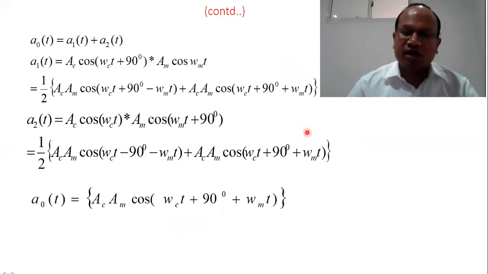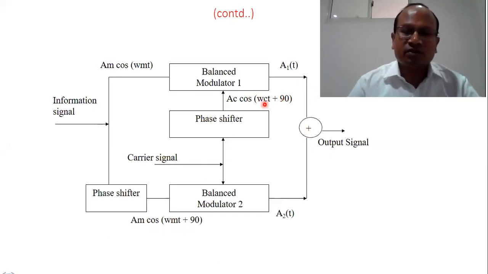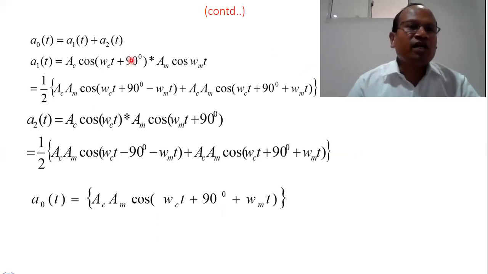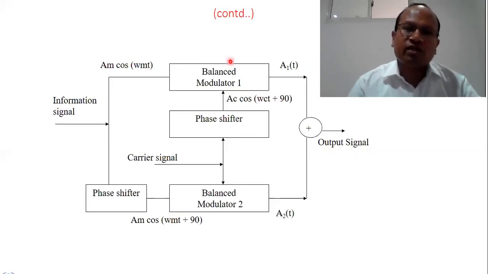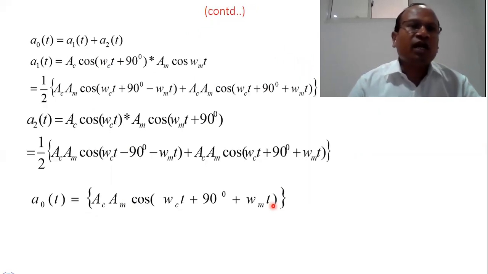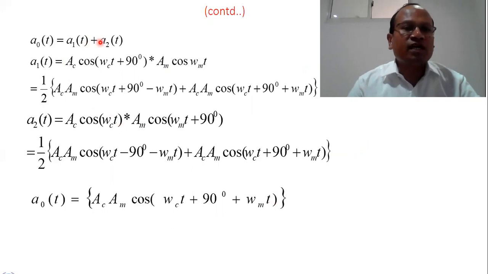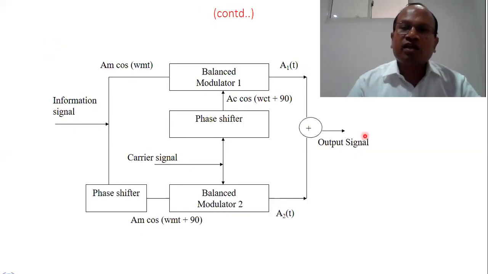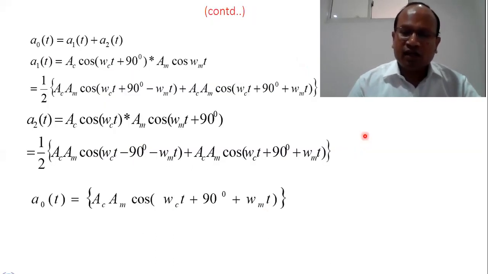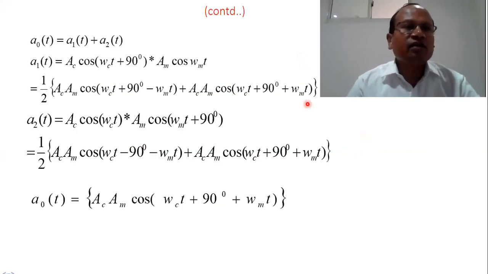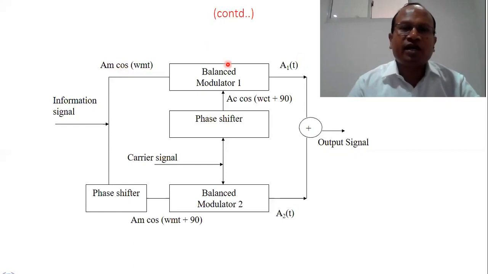This is some mathematical analysis of the phasing method, where a1(t) and a2(t) are written with small letters. And if we combine a1(t) plus a2(t), we'll get a0(t). Here we are getting the output signal, right? And how are we calculating? See here how we are getting a1(t).